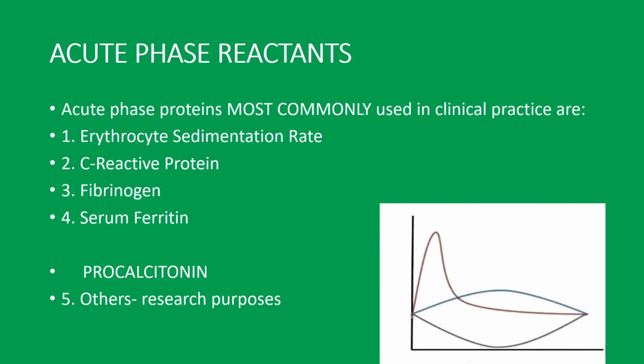So let's focus our discussion on the acute phase proteins most commonly used in clinical practice. We will discuss now the erythrocyte sedimentation rate, your C-reactive protein, your fibrinogen, your serum ferritin, and of course we will include here your procalcitonin, which gained some recent utility, at least during the last 5 to 10 years, while the rest of these acute phase reactants are generally used for research purposes.